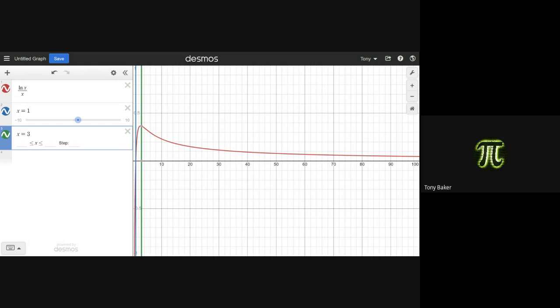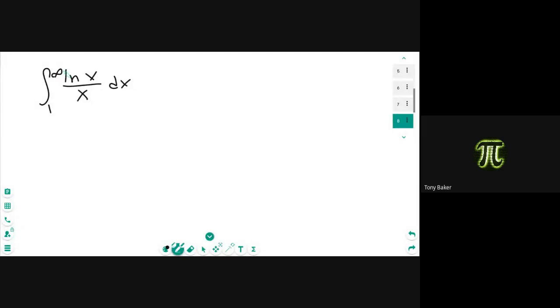We're going to do the integral test on this one to see if it converges or diverges. So I have ln of x over x dx. Okay. So what's the integral? Oh, sorry, from 1 to infinity. I already wrote the 1 to infinity there. All right. So find me the integral of that.